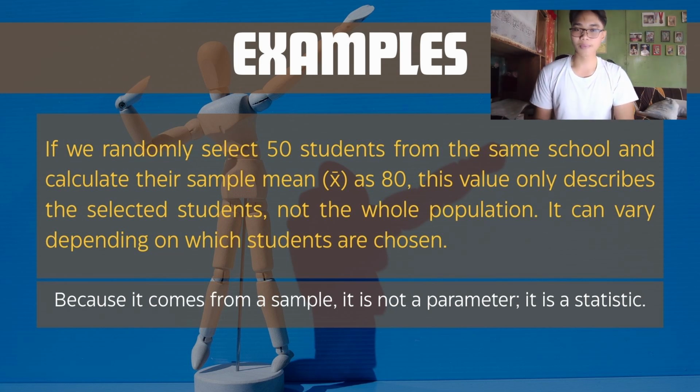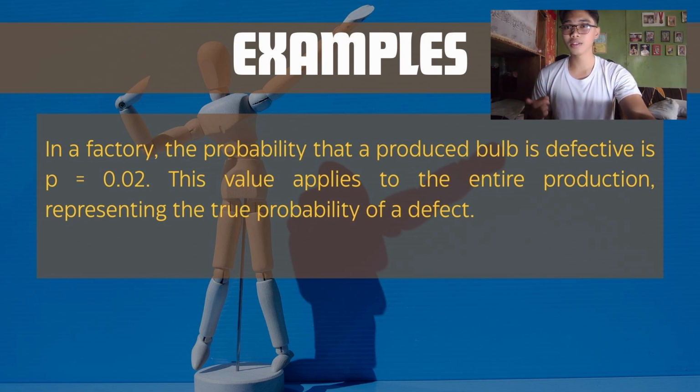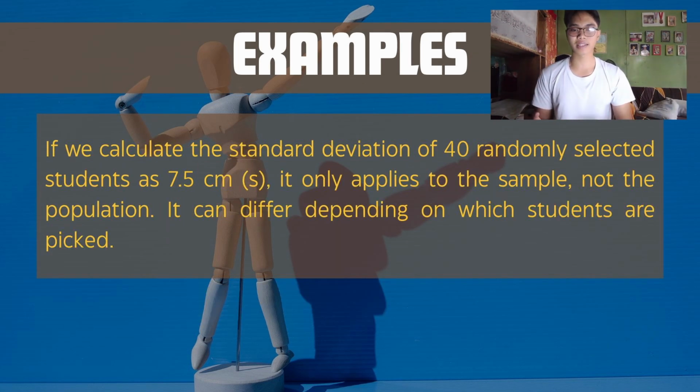In a factory, the probability that a produced bulb is defective is p equals 0.02. This value applies to the entire production, representing the true probability of a defect. From the keyword true, what do you think it is? 1, 2, 3. It's a parameter, since it describes the whole population. Let's move on to the last example.